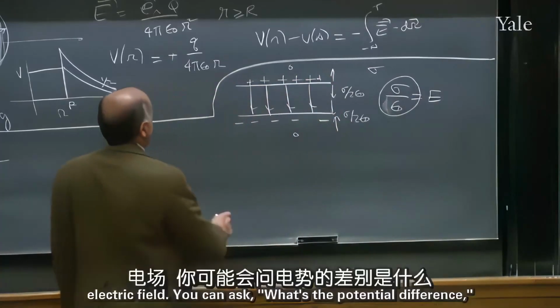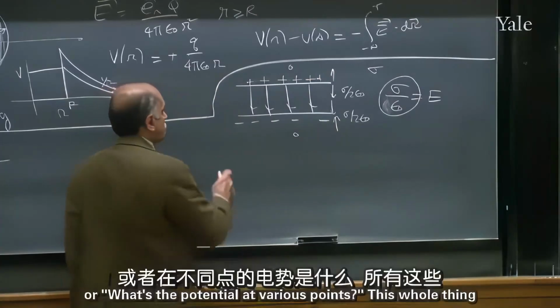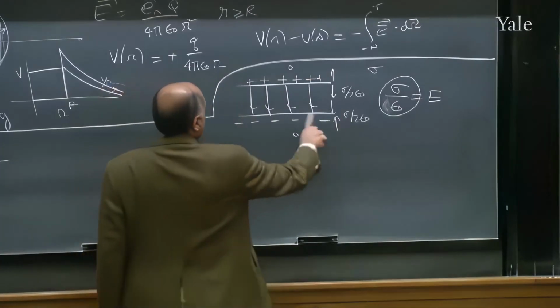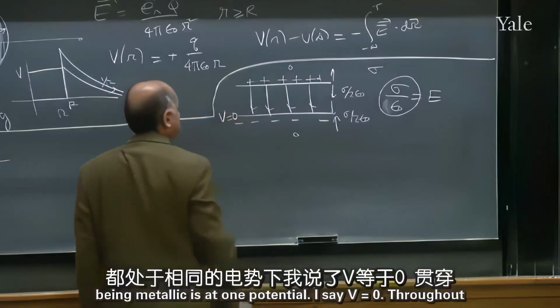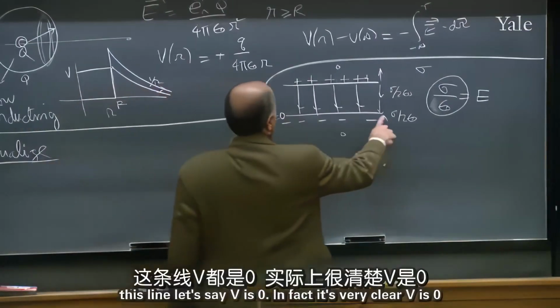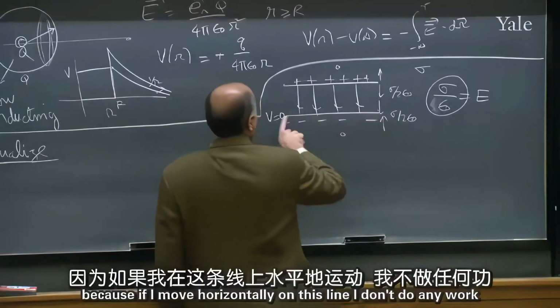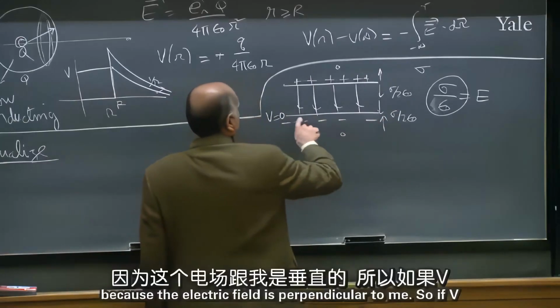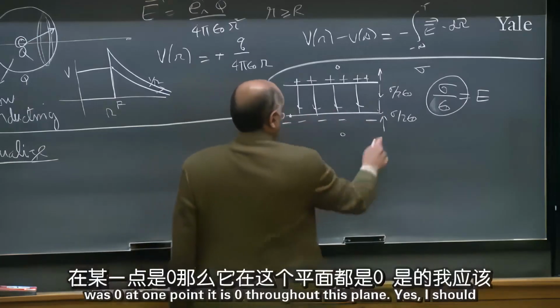That's my electric field. We can ask, what's the potential difference? Or what's the potential at various points? This whole thing being metallic is at one potential. So I say V is equal to 0. Throughout this line, let's say V is 0. In fact, it's very clear V is 0, because if I move horizontally on this line, I don't do any work because the electric field is perpendicular to me. So if V was 0 at one point, it is 0 throughout this plane.